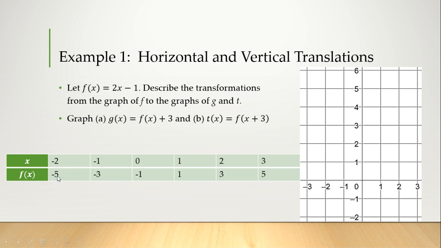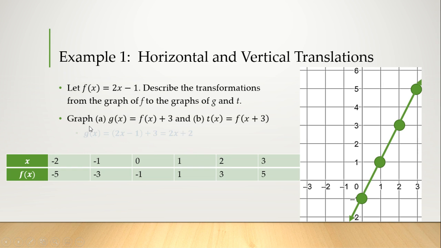Not all of them fit. I don't have a y of negative 5 on my graph, but many do. So at 0, negative 1, at 1, 1, at 2, 3, and at 3, 5. Now we can draw a line straight through those, and there is my line for f of x.